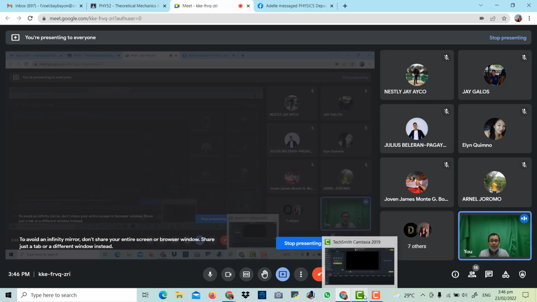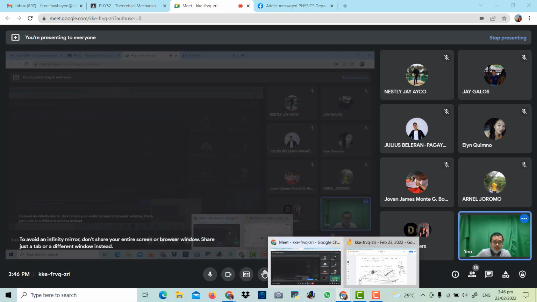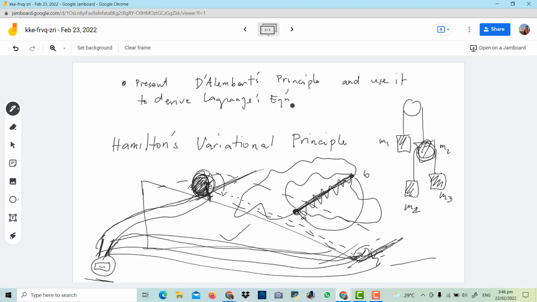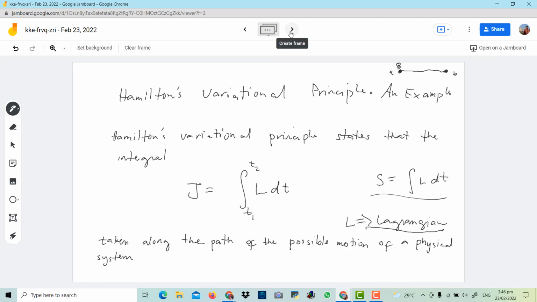by Hamilton's variational principle, the shortest path will be this line here. Okay, the shortest path will be this line here. Okay. So take another physical system is an extremum. So what do you mean by extremum?